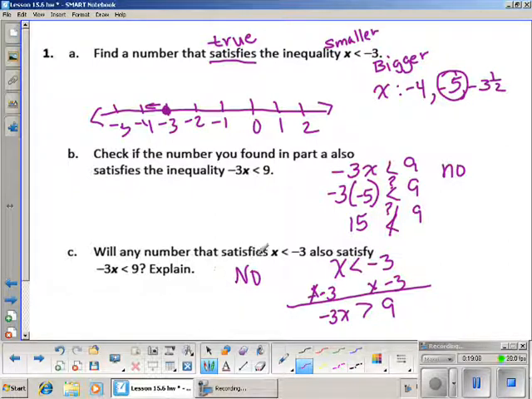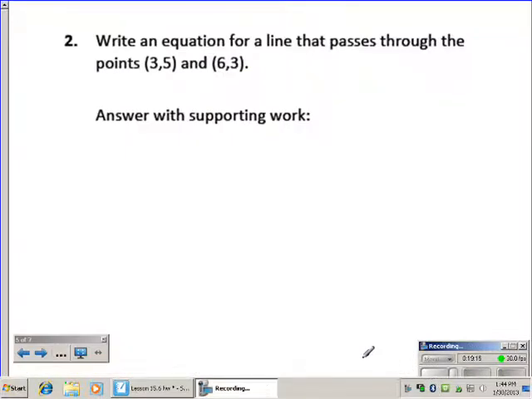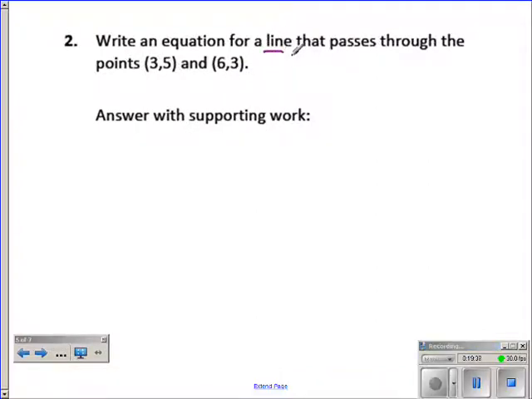Okay, guys. This is definitely a good review. It's been a while since we've worked a problem like this, and I can guarantee you it's going to show up on the unit test. We're asked to write an equation for a line that passes through the points (3, 5) and (6, 3). In other words, we're asking to write a linear equation, okay, because we have a line, so we're looking for a linear equation. And we're asked to do that if we're given 2 points.